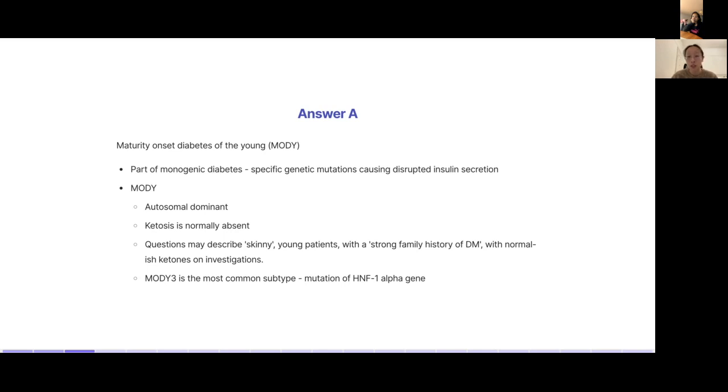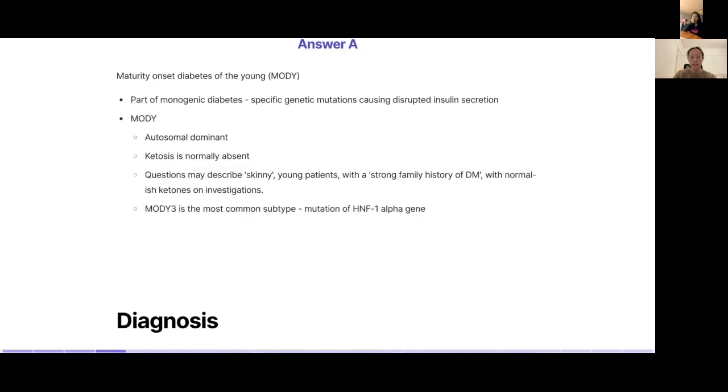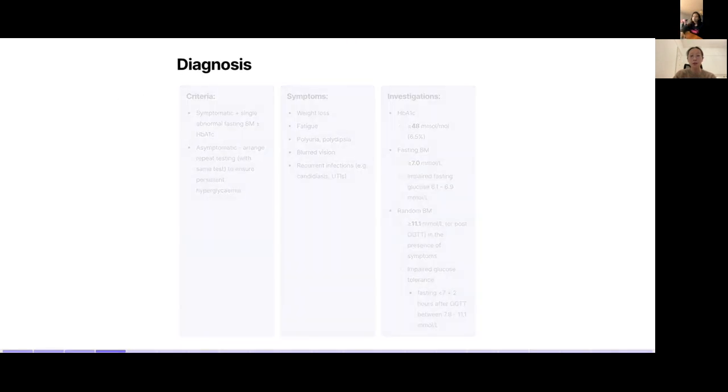Ketones aren't mentioned in this question stem, but remember, common things are common. So if you're trying to decide between it, I mean, it couldn't not be MODY, but because common things are common, the most likely answer here is type 2 diabetes. Okay, so how do we diagnose type 2 diabetes?